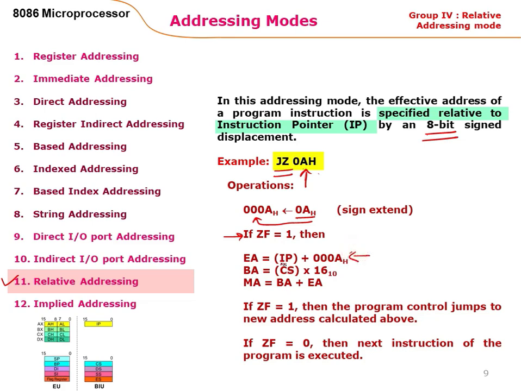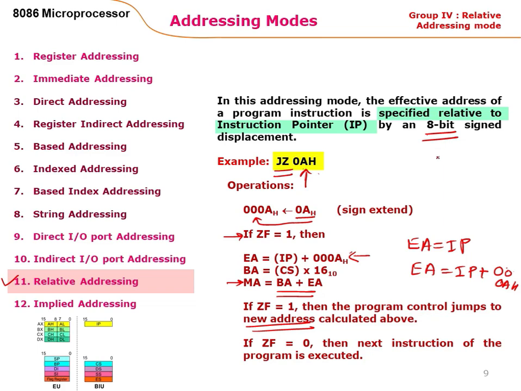Now for the base address, for an instruction the base address is calculated with the help of the code segment register, which is multiplied by 16. Now the memory address will be equal to base address plus effective address. Previously the effective address was only the instruction pointer. Now the effective address is the instruction pointer plus some displacement, here 000AH. So if the zero flag is 1, then program control jumps to the new address. And if the zero flag is 0, then the next instruction of the program is executed.